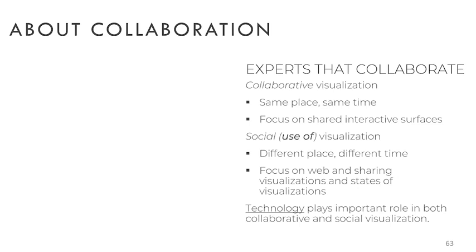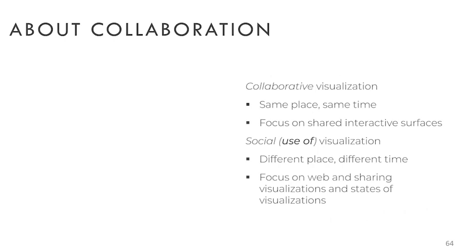There's another aspect of trying to think about collaboration among people that use visualization. So that's been described as social visualization. And what's characteristic about that is that it's often different place and different time. So for instance, all of these news articles that are coming out these days about COVID, where journalists have included visualizations as part of that, could be one example of this social use of visualization. So it's seen as a way, maybe in a more societal context as well, to gain better use of data. So there's this focus on the web and sharing visualizations and states of visualizations, for instance, just by sharing a web link. And technology plays an important role in both of these two aspects.